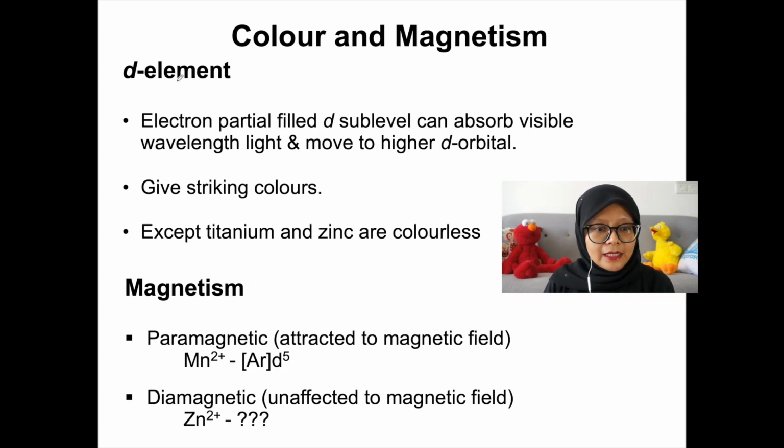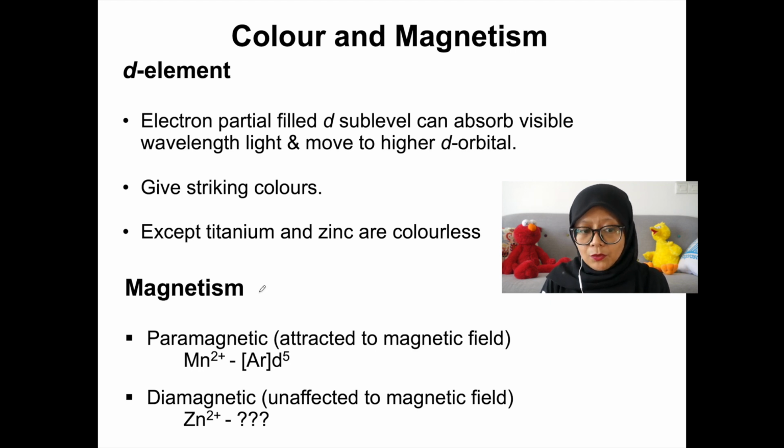Other than that, this d element, its electrons partially fill the sublevel. They can absorb visible wavelength light and move to a higher d orbital. So it will give a striking color, except for titanium and zinc, because they are actually colorless. Other than that, for magnetism, this is what we have learned before in molecular orbital theory.